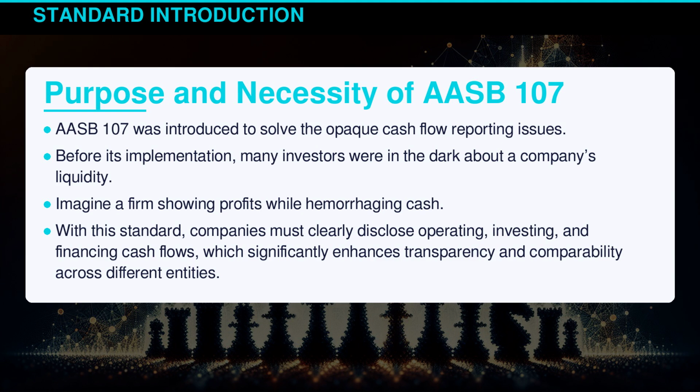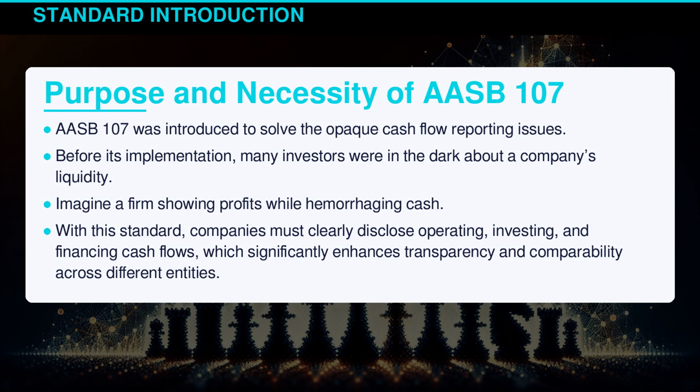AASB 107 was introduced to solve the opaque cash flow reporting issues. Before its implementation, many investors were in the dark about a company's liquidity. Imagine a firm showing profits while hemorrhaging cash. With this standard, companies must clearly disclose operating, investing, and financing cash flows, which significantly enhances transparency and comparability across different entities.